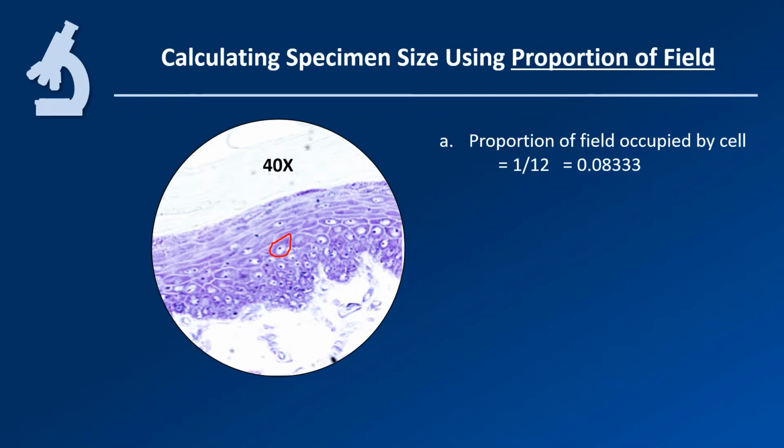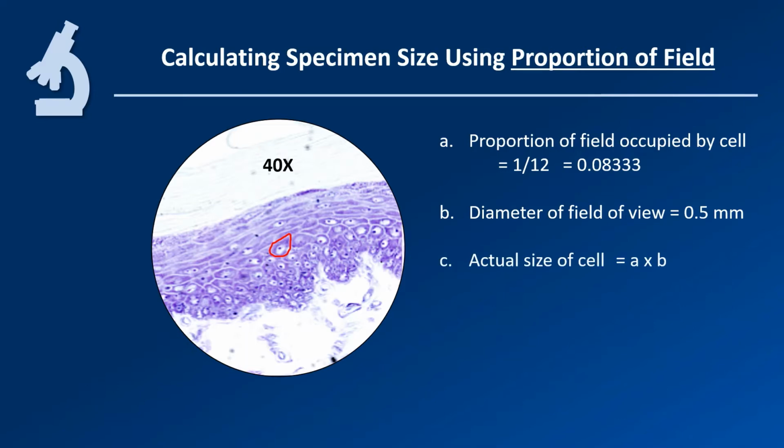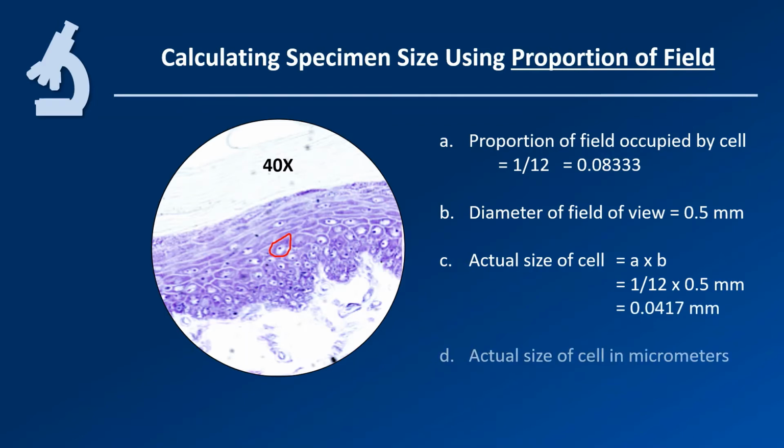So my proportion in that case is 1/12, which is 0.083. The diameter of the field is 0.5 millimeters. I multiply those two numbers, and 1/12 times 0.5, and I get 0.0417 millimeters. I convert that to micrometers by multiplying by 1,000, and I get about 42 micrometers. So that is my estimation using this particular method of the size of that cell.